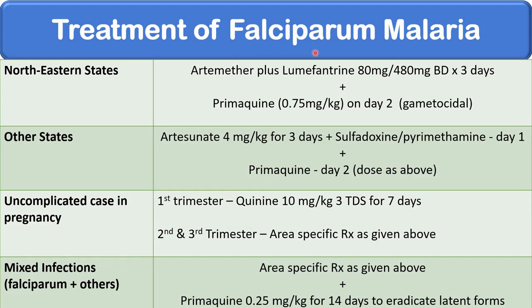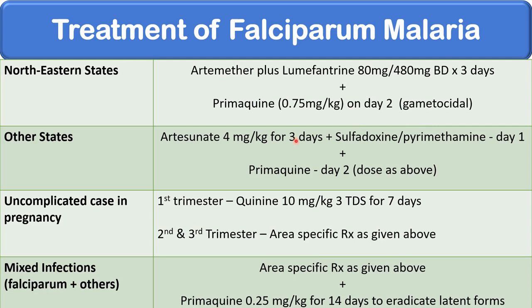Falciparum malaria is treated differently in northeastern states and rest of the states. For uncomplicated falciparum infection, we use 2 oral agents in combination so that the resistant forms do not emerge. In the northeast, we give artemether plus lumefantrine, whereas in other states we give artesunate plus sulfadoxine pyrimethamine combination for falciparum. We also give primaquine to all the falciparum patients on day 2 as a gametocidal agent so that the chances of transmission are reduced significantly by killing all gametocytes in the blood.